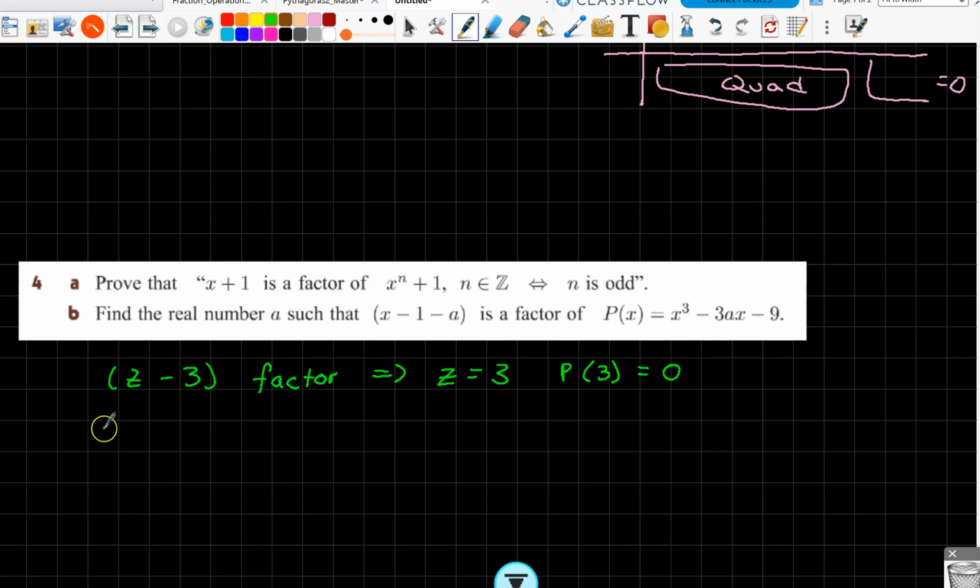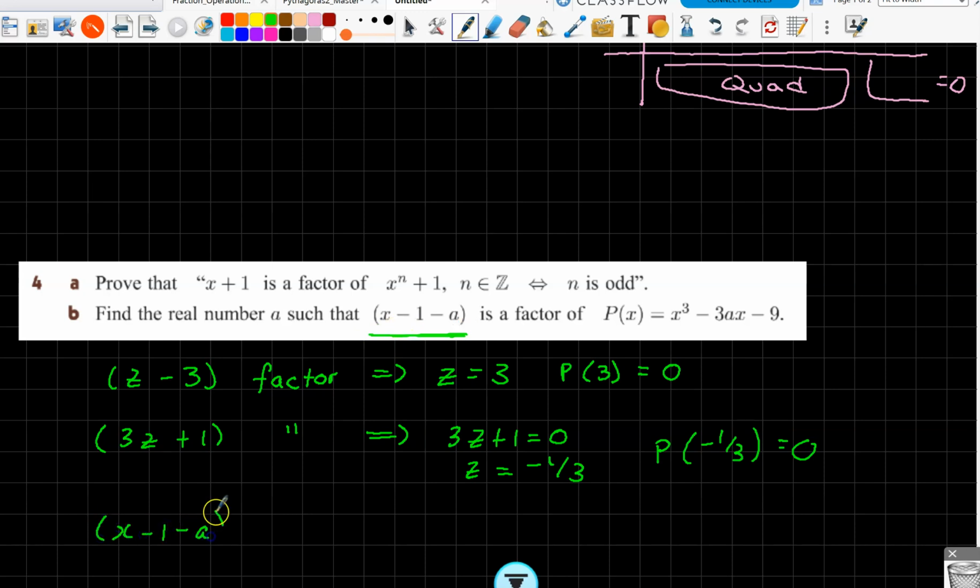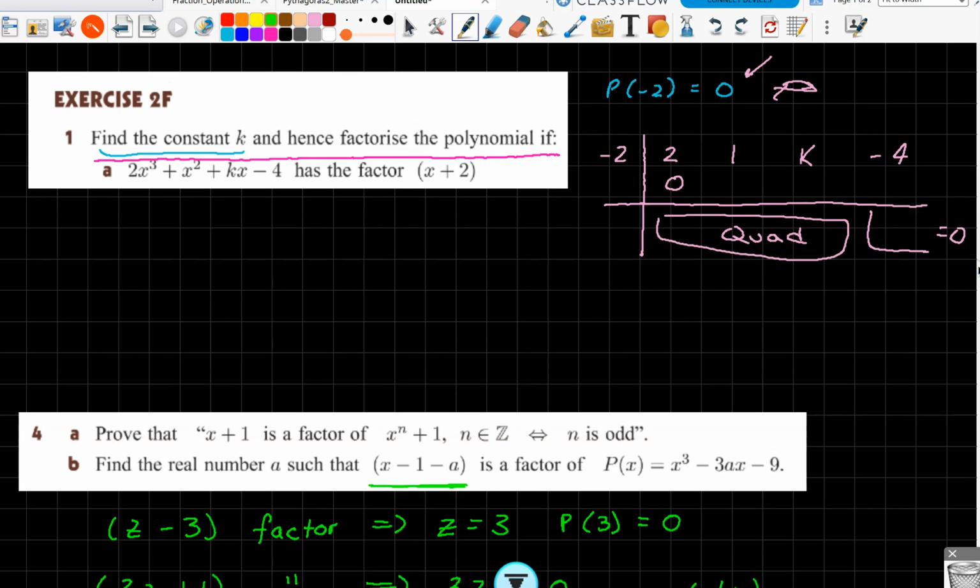Agreed? If we had 3z plus 1 is a factor, we wouldn't say, oh, z is minus 1. We say 3z plus 1 has to equal 0, and therefore z equals minus 1 on 3. And we can then say P of minus 1 on 3 equals 0. Agreed? So when we're looking at this, don't be lazy and just go, oh, I'll reverse the first sign and not the other. If x take 1 take a is a factor, well, that means you've got P of 1 plus a is 0.